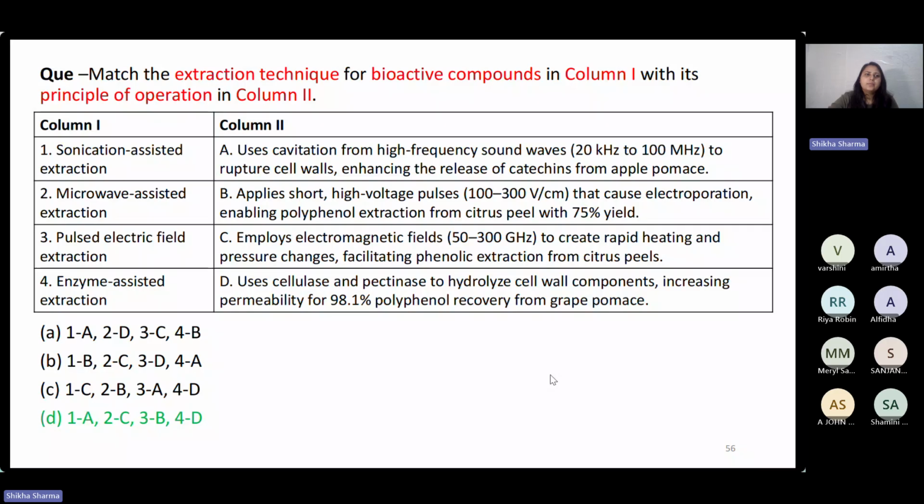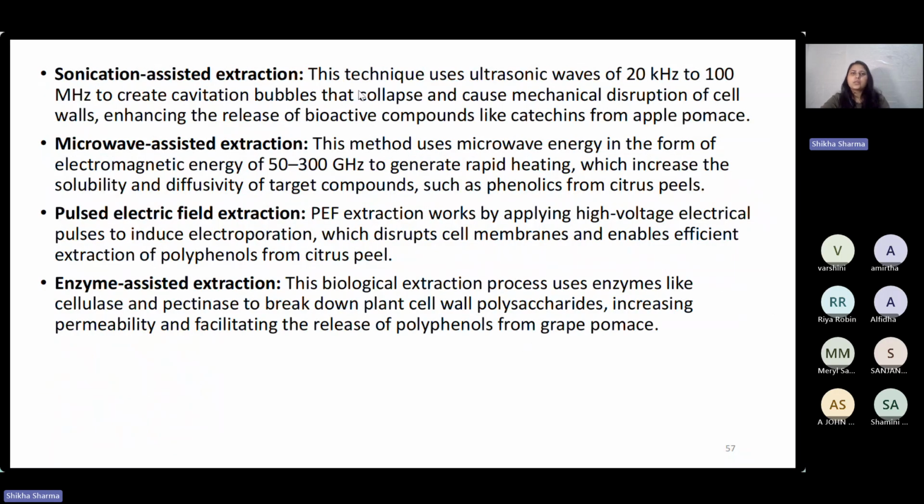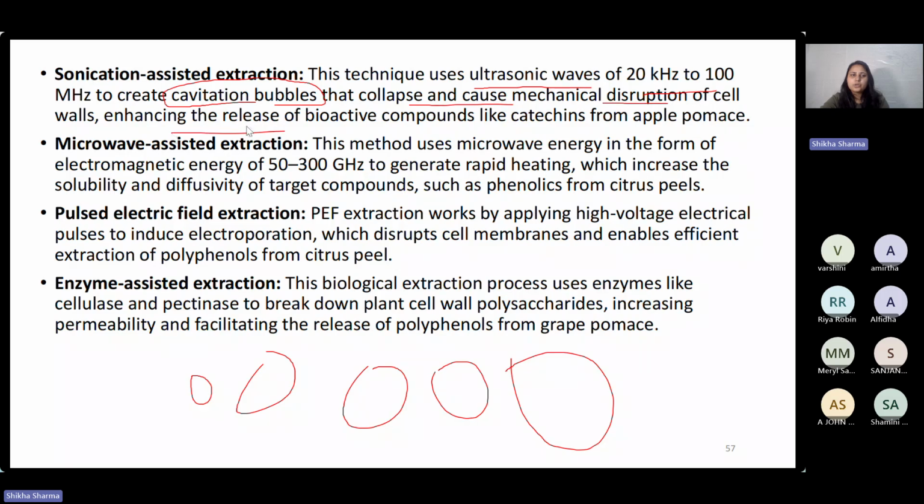Okay, so the answer is D here. Sonication assisted extraction basically uses ultrasonic waves around 20 kilohertz to 100 megahertz so that cavitation bubbles can be created. The small bubbles will enlarge with time, and after some time they become so big that they collapse and cause mechanical disruption of the cell wall, so that the bioactive compounds, like the catechins from the apple pomace, can be extracted easily.